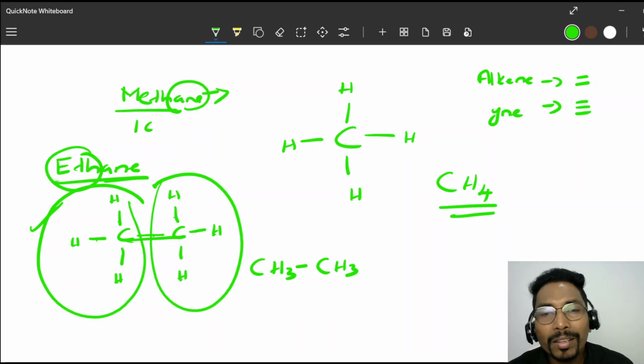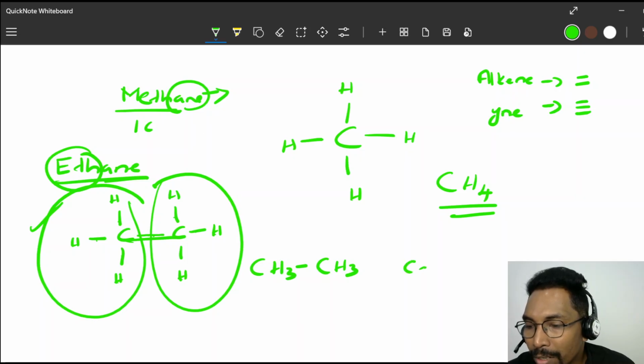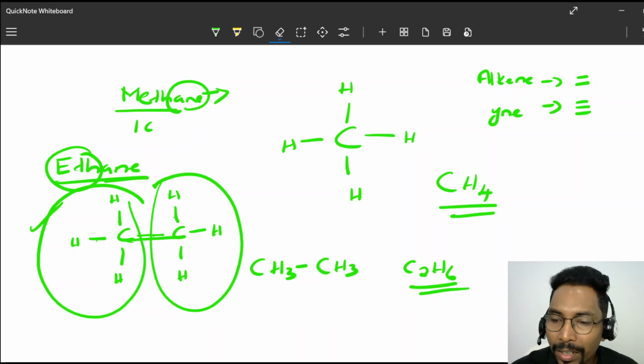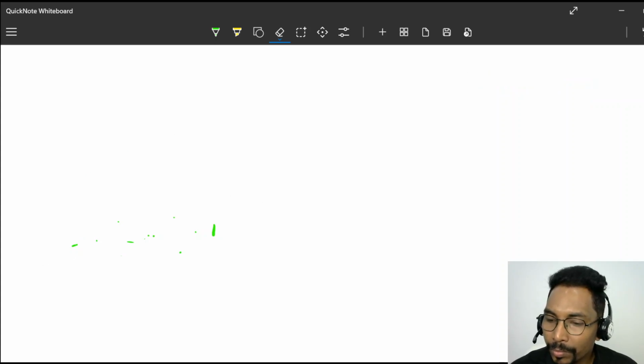If you want the molecular formula, just count how many carbon atoms and how many hydrogen atoms are there. So that is C2H6. That's it. Clear. Now we can check another compound.